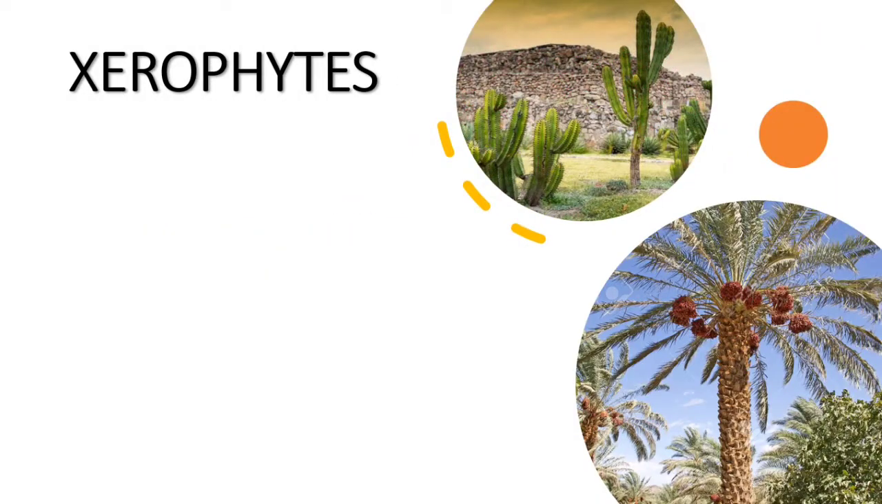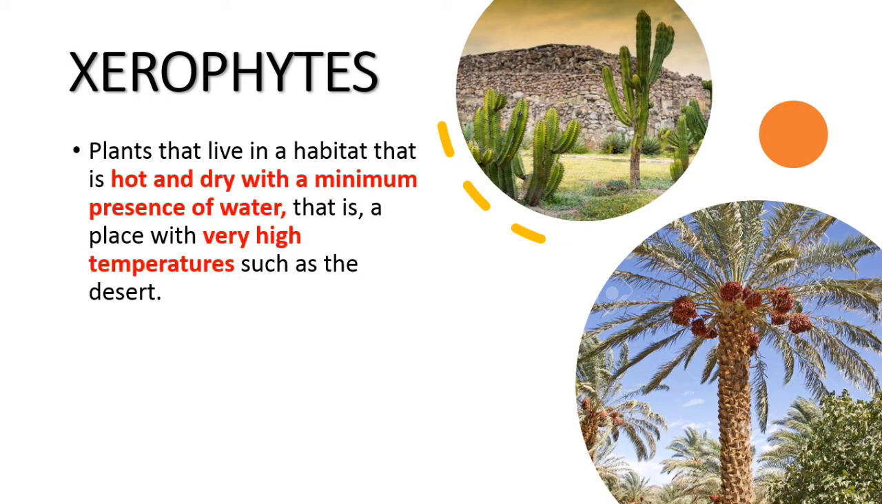Xerophytes. As you can see in the picture, the cactus and date plants are examples of xerophytes. So xerophytes are plants that live in a habitat that is hot and dry with a minimum presence of water. There is a place with very high temperature, such as a desert. So examples of xerophytes are the cactus and the date plant, date palm.